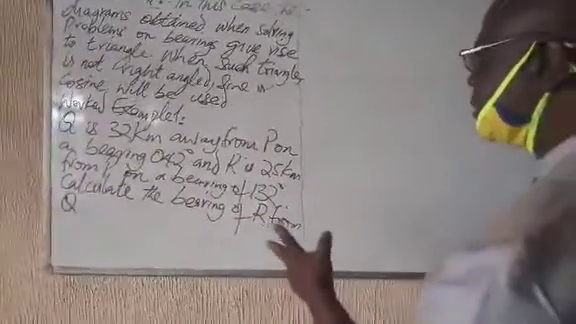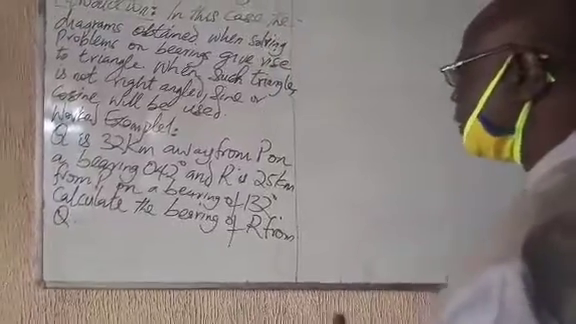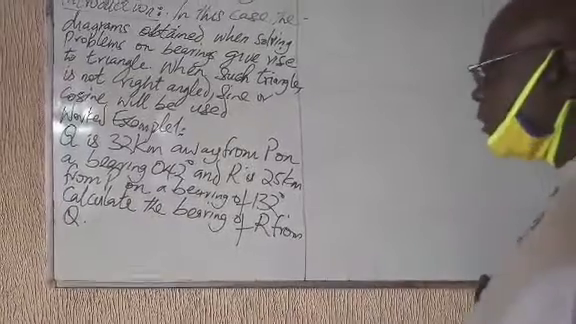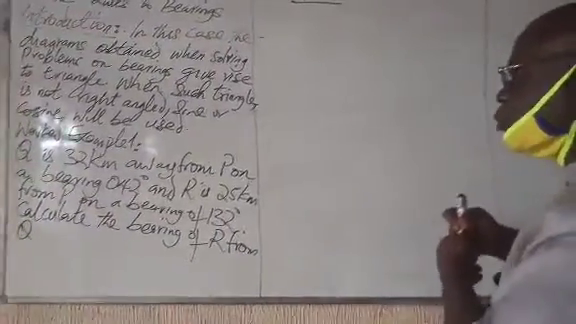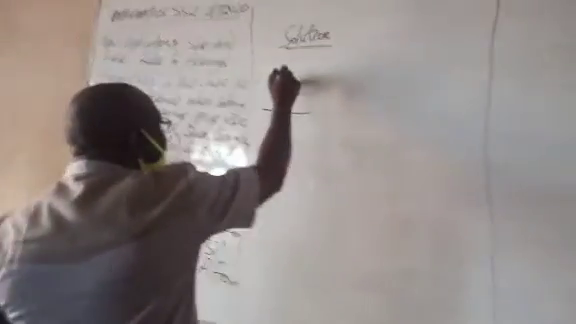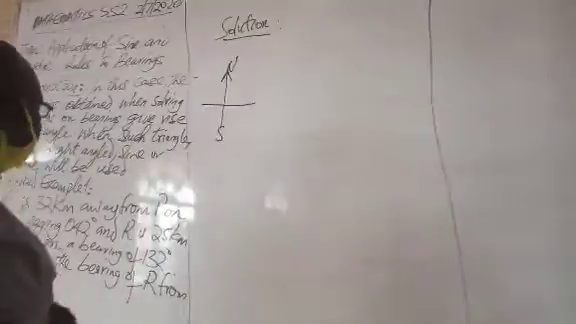So we start. Based on the question, Q is 32 kilometers away from P on a bearing of 042 degrees, and R is 25 kilometers from P on a bearing of 132 degrees. We are asked to calculate the bearing of R from Q. First of all, how do we solve this problem? We go with the cardinal points: north, south, east, and west. The question says from P, and that is the starting point.